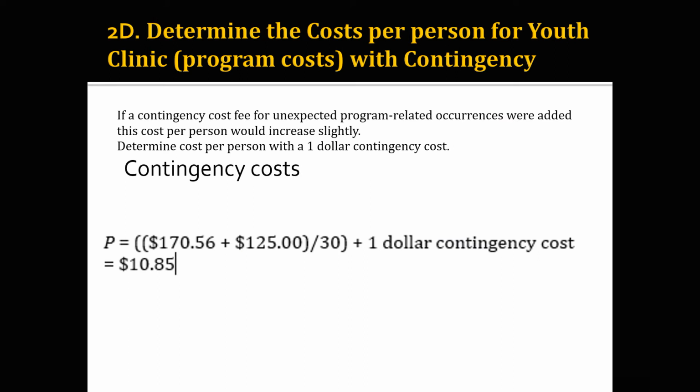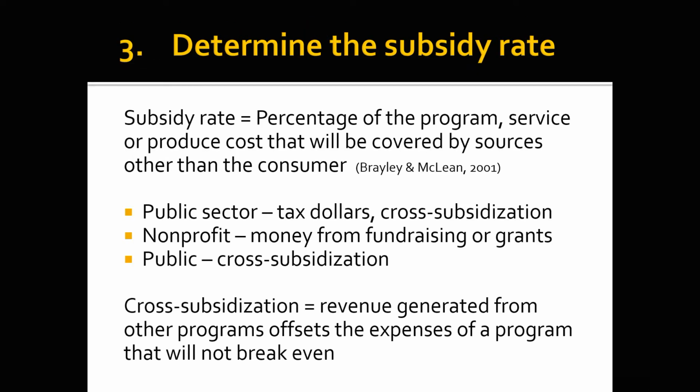And then I also want to determine a contingency cost, though. So want to include a contingency cost to cover program-related expenses. Could be broken equipment or other such things. So that would bump this up then to $10.85. So this is where we left off in part 1.